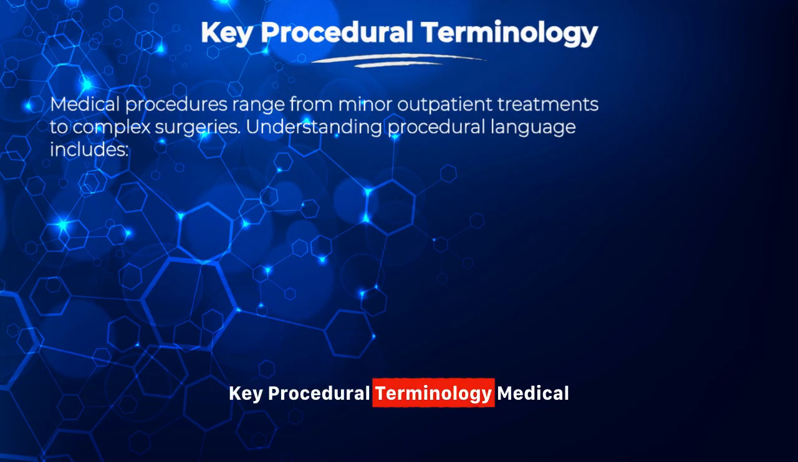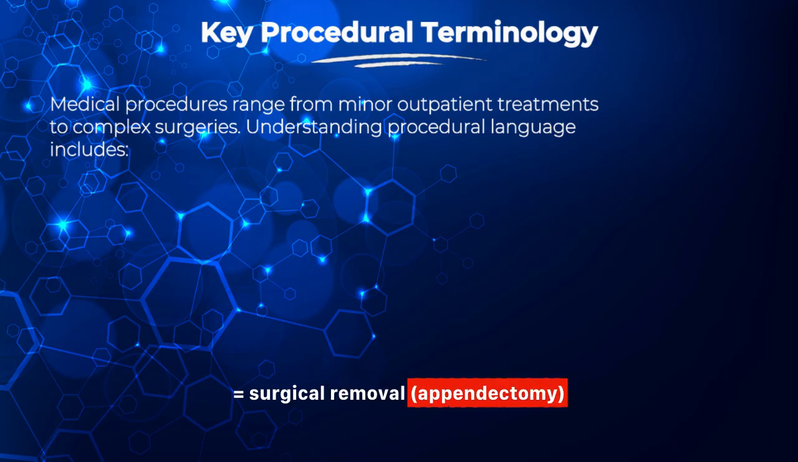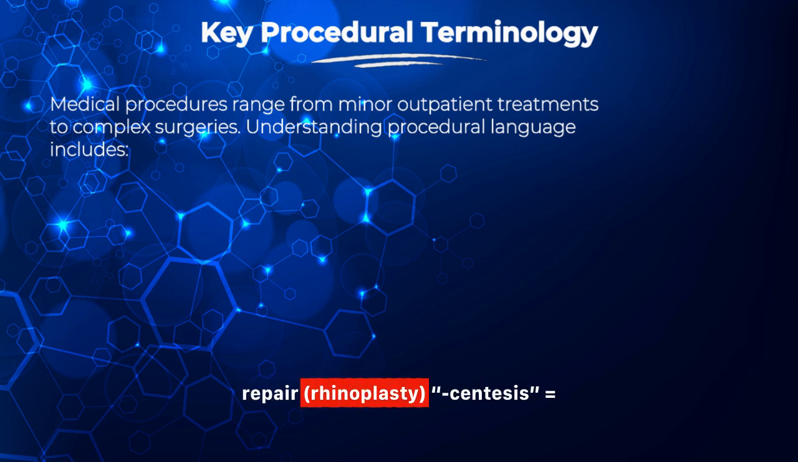3. Key procedural terminology. Medical procedures range from minor outpatient treatments to complex surgeries. Understanding procedural language includes suffixes commonly used: ectomy, surgical removal, appendectomy; otomy, cutting into, tracheotomy; plasty, surgical repair, rhinoplasty; centesis, puncture to remove fluid, amniocentesis; desis, binding or fixation, arthrodesis. Prefixes: arthro equals joint, chole equals bile or gallbladder, rhino equals nose, hyster equals uterus.